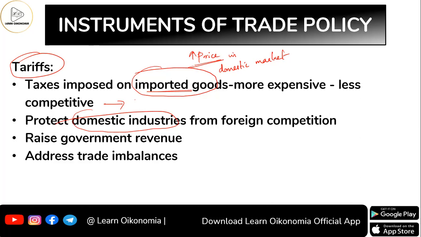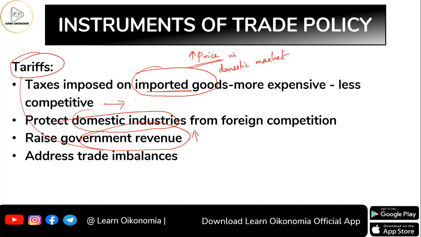The domestic industries find that now they are not facing competition from foreign production or foreign commodity. So let's produce in such a way as to have more production, more productivity, and so on. Apart from increasing domestic production, tariff will increase government revenue, because the government is imposing the tariff. So it acts as a revenue source for the government.